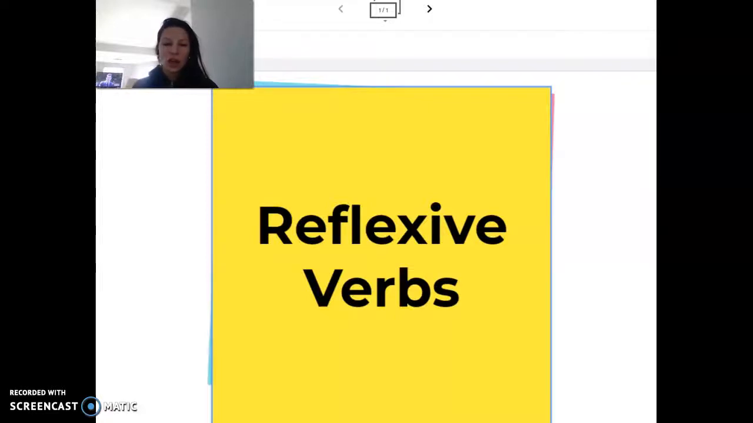Hola chicas, hoy vamos a aprender reflexive verbs. So, for this unit, we have these verbs that we're gonna learn the vocabulary first and then how to work with them, okay? So here's our vocabulary for chapter 1, reflexive verbs.